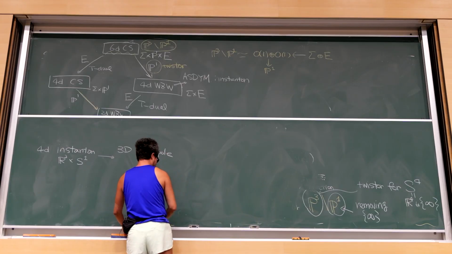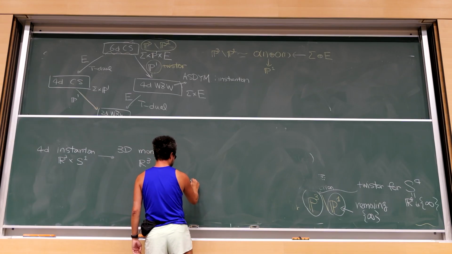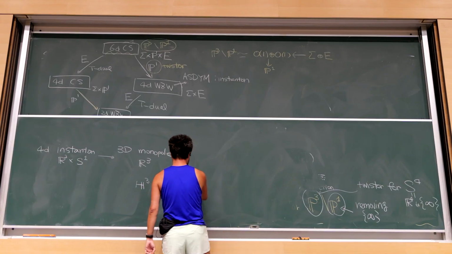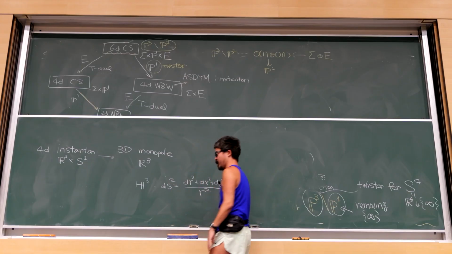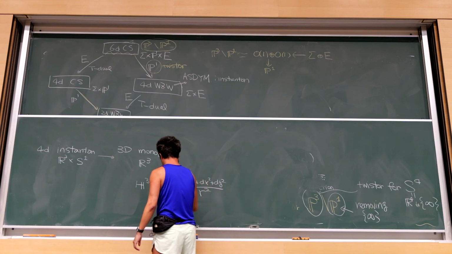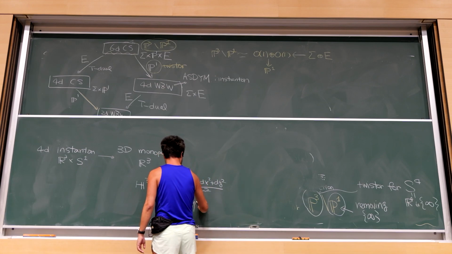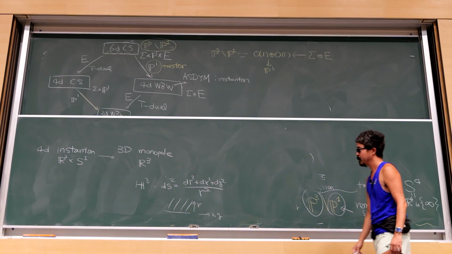So just to make sure, maybe I'll write down the metric, if you forgot what this is. This is the metric in the upper half plane model: dr squared plus dx squared plus dy squared, all over r squared. So this is r, and this is the xy direction. This is three-dimensional hyperbolic space.